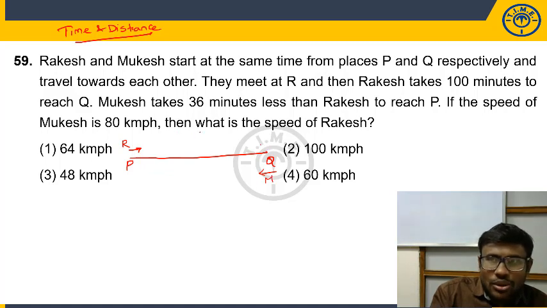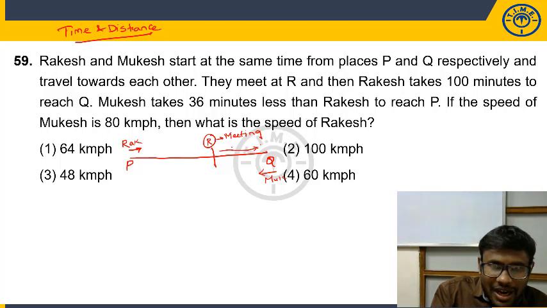Okay, so they met at R. This is Rakesh and this is Mukesh. They met at R. Let us assume this is the meeting point. R is the meeting point. Now, after meeting at R, how long does Rakesh take?